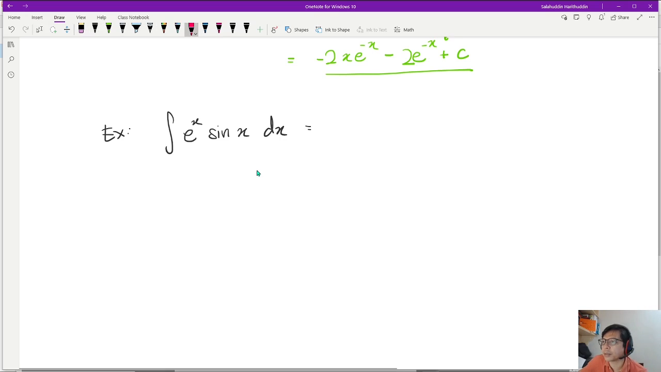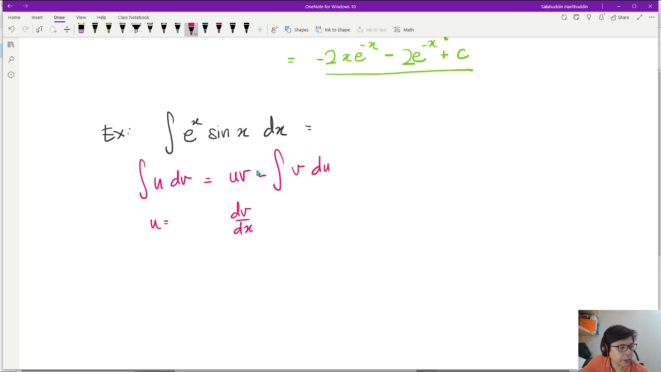Again, we do the same thing because the formula is, if you need to integrate u dv, this will be equivalent to u times v minus integral of v du. So we need to decide what is u and what is dv. In this case, let's do u is sine x, and dv is e to the power of x. So du dx is cosine x, easy, and v in this case is just e to the power of x again.